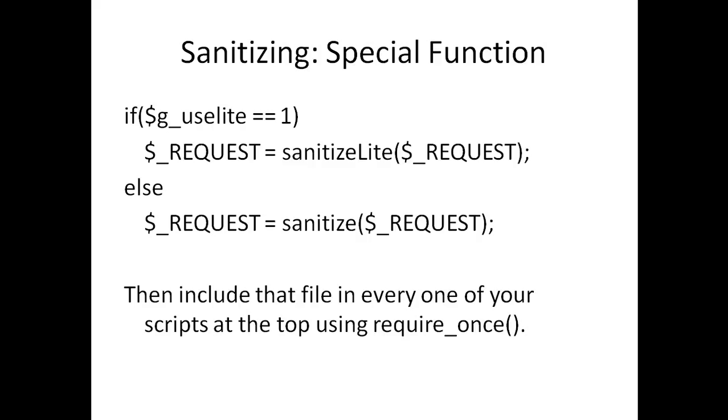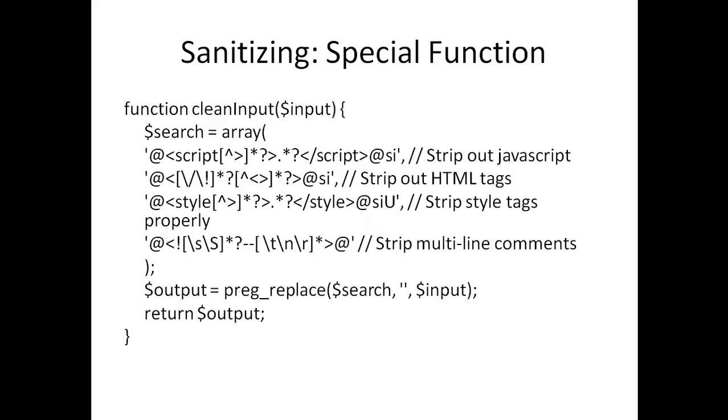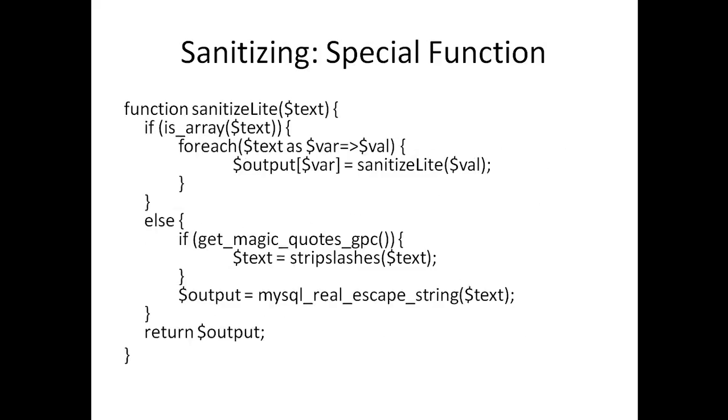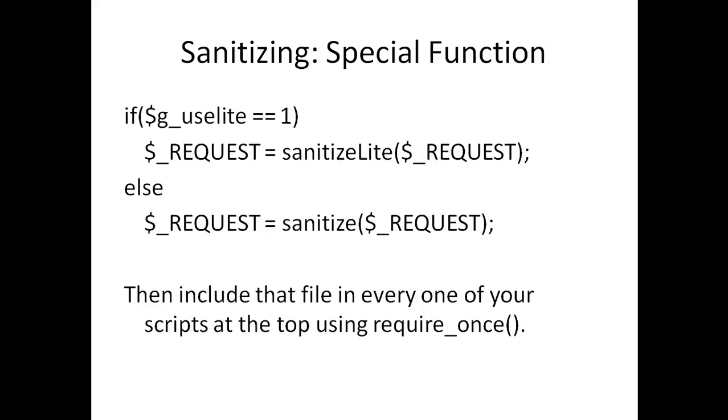And then I take, how many are there? 1, 2, 3. Clean input, sanitize light, and then this if-else statement, and I take all of them and I put them in a file, and I include that file in every one of my scripts at the top using require once. Alright, and that's how I do it. What's really neat is it does take arrays, and it takes arrays recursively too, so I just have to pass a request. Then all of my gets, all of my posts, everything is sanitized.